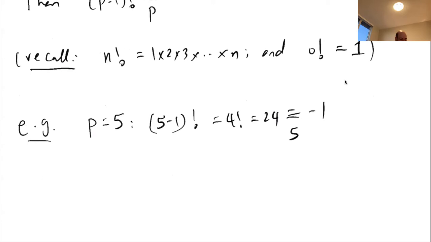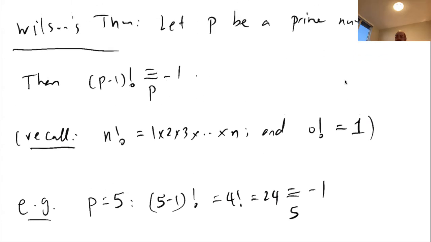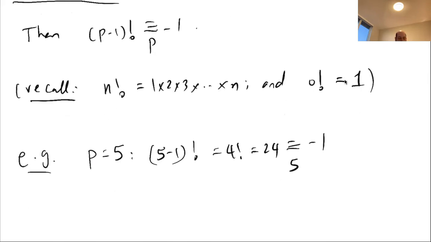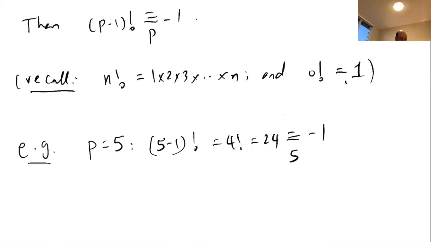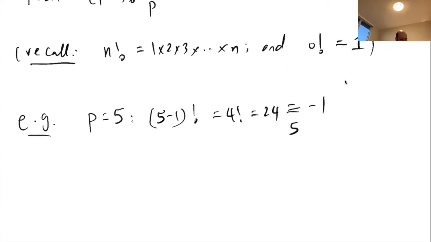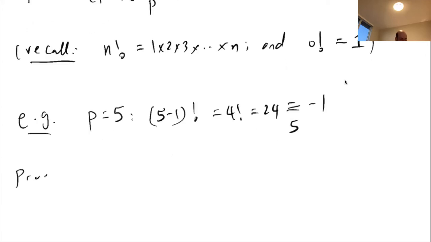Now let's see how we can prove it. And of course, you know that this is just an example, not the proof of Wilson's theorem. The proof has to be in general, so it must be valid for every prime number P. So, proof of Wilson's theorem.